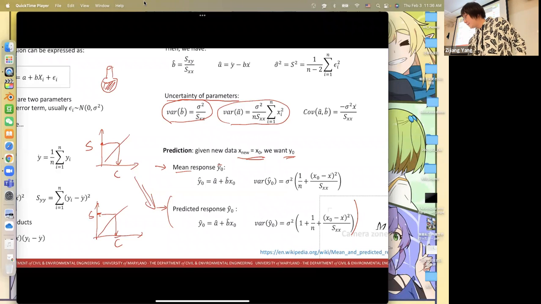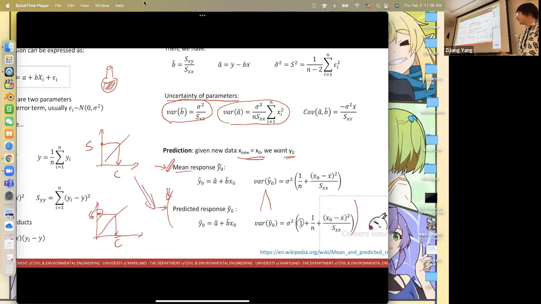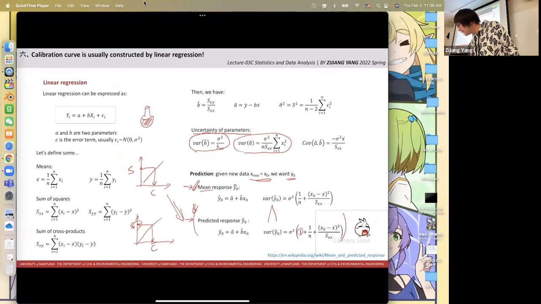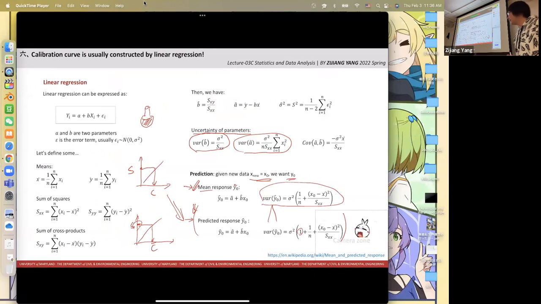But usually we do not use this method in our lab or in this class. So we will only focus on this one. And we can see the difference is that we have a 1 here. And so basically, this one is larger than this one. And this makes sense because if we do it several times, the uncertainty will be decreased. So basically, we will be focused on this one.